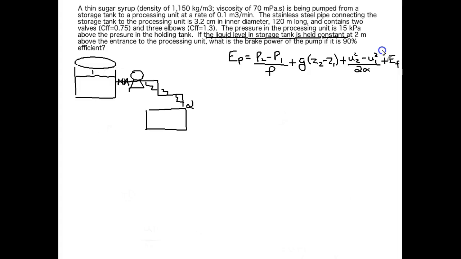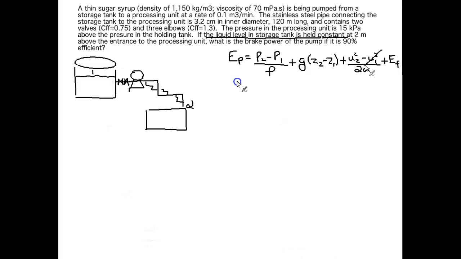So we can actually say U1 is equal to 0 and get rid of that term. That means that we have to have flow in the system somewhere, so there has to be flow at U2. And there is. At the entrance to the processing unit, we do have fluid coming in. So we have a velocity at U2. That can't go away, but we can get rid of U1 because that liquid level is constant.